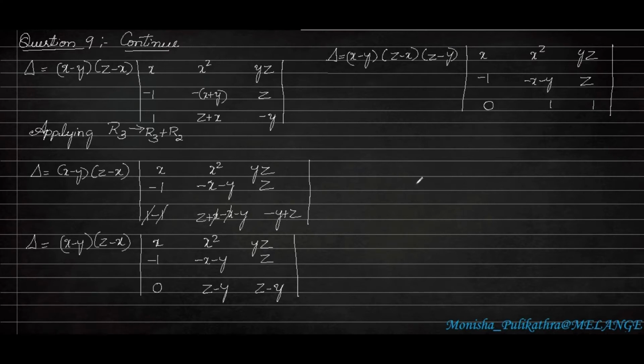Afterwards we need to expand along R3. So this is R3, row 3 is this one. Expand along R3, then we have, since we are expanding along R3, so minus 1. So delta is equal to, we know that we have taken these common terms x minus y, z minus x and z minus y.